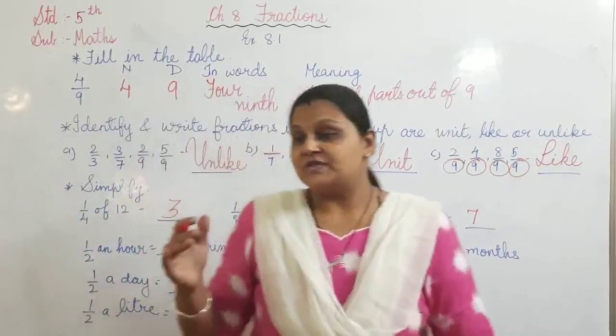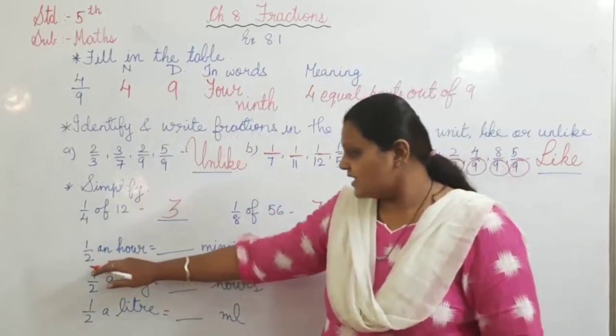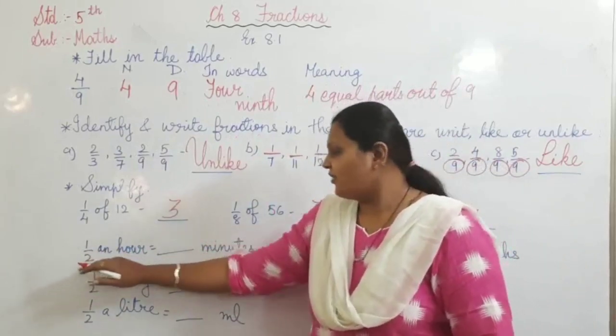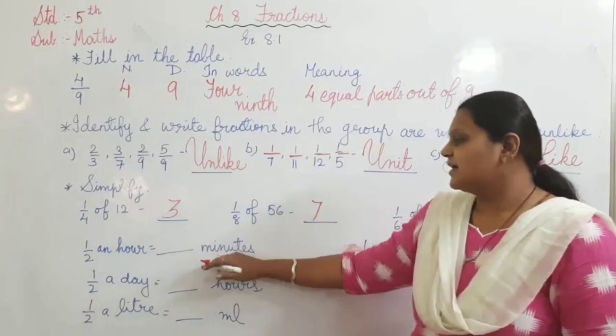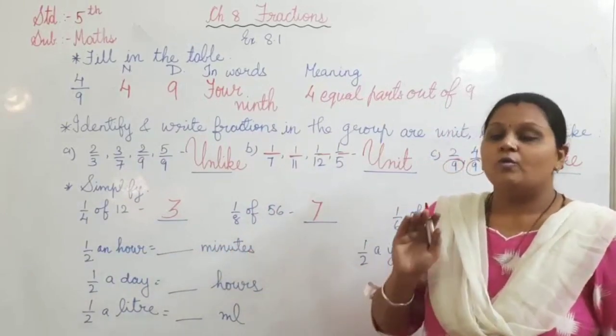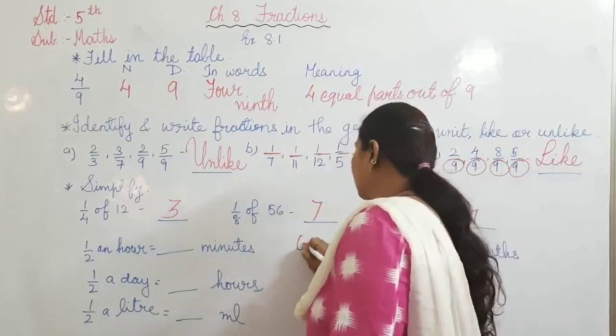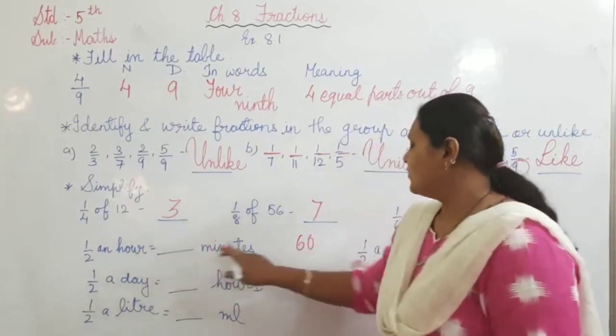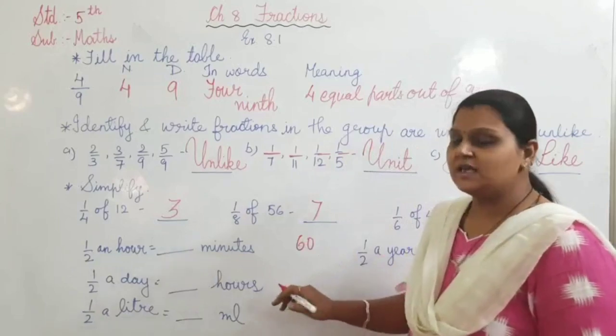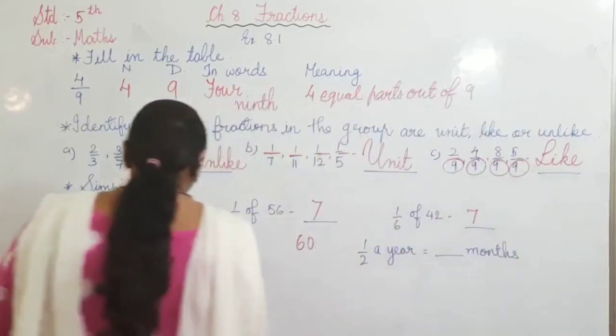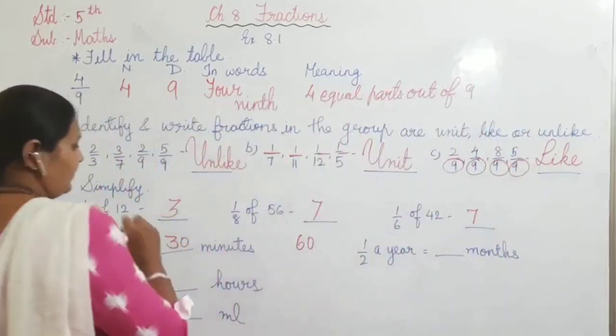Now, another type of simplification can be asked in this way. Half an hour equals dash minutes. Now, we know the total minutes, that is 60. So, half of 60. What is half of 60? That is 30. So, here we have to write 30.